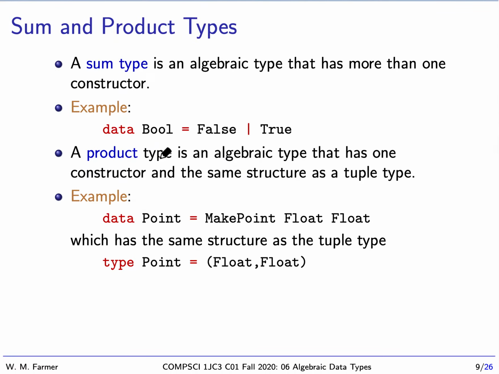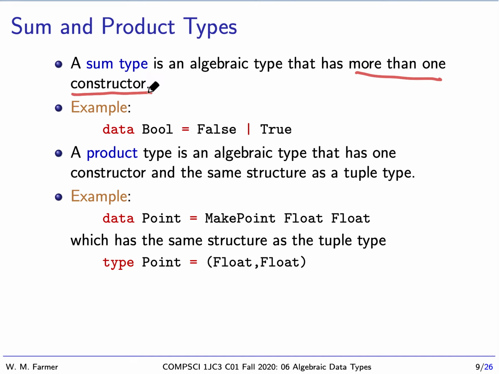Okay, so I mentioned that an algebraic type, you can think of it as a sum of product types. So what is a sum type? A sum type is pretty simple. It is an algebraic type that has more than one constructor. And so each constructor sort of gives a subclass of values.